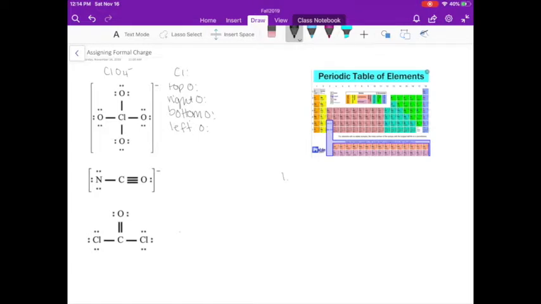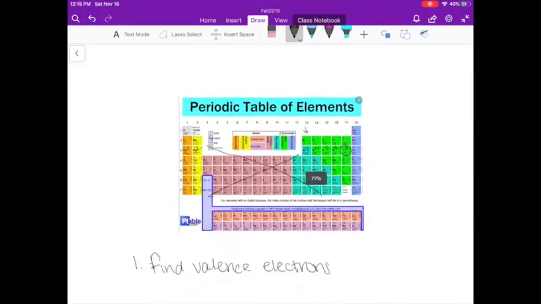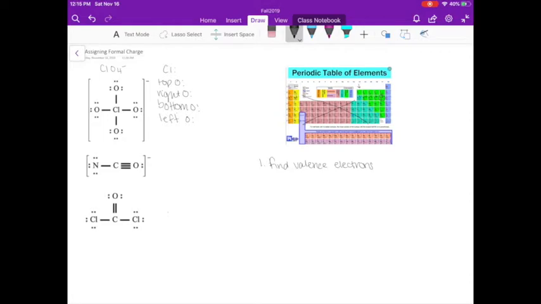Alright, so to find formal charge, our first step is going to be to find the valence electrons that the normal atom would have. So if we take a look here at our periodic table and we locate chlorine, which is in the 17th group, we can find valence electrons by starting in group 1, skipping the transition metals, starting in group 13, and counting our way over to our desired atom. So for chlorine, it would be 1, 2, 3, 4, 5, 6, 7. So going back over here, we can say that chlorine has 7 valence electrons.